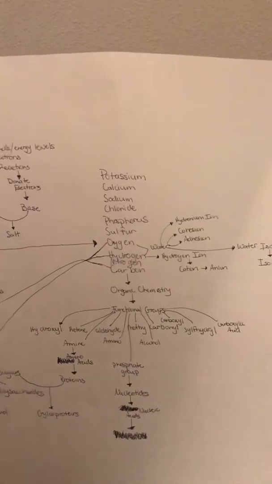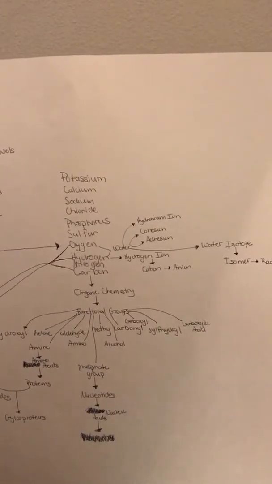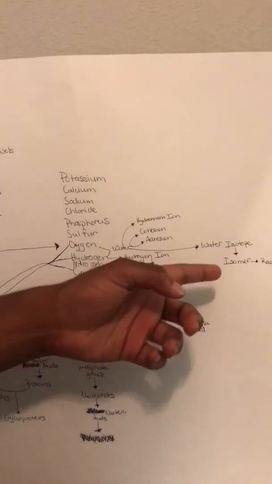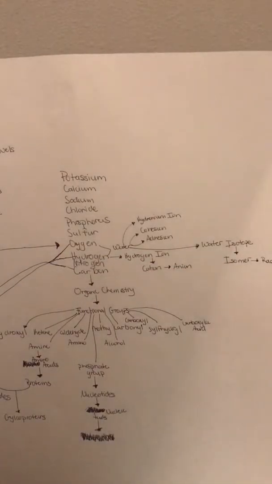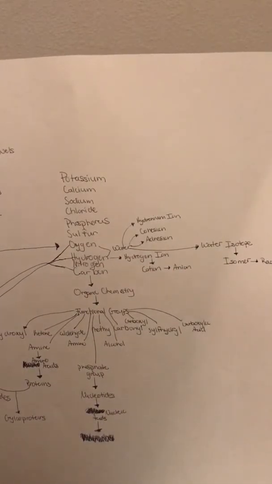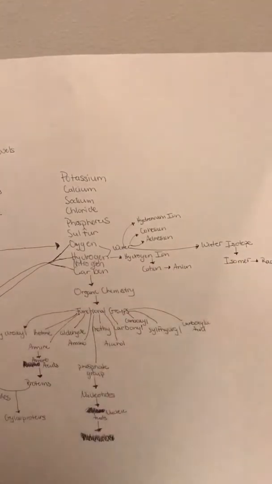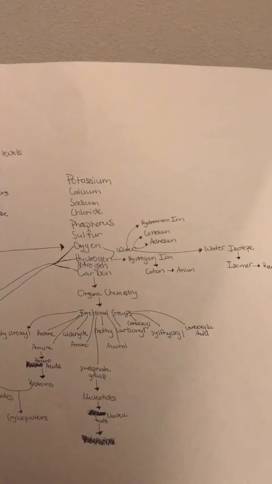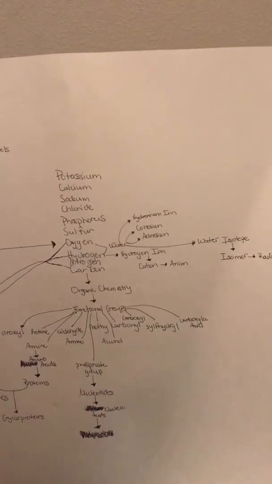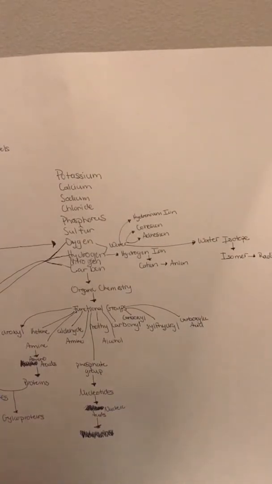Water also has different isotopes. An isotope is when it has a different shape but the same formula. And then you have isomers, which is the same thing. It's when a specific compound has the same formula but different shapes.